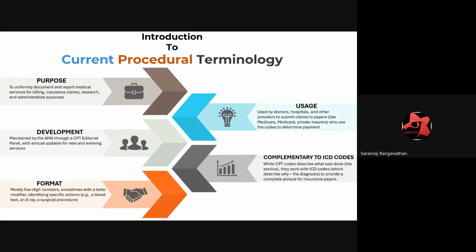Okay, current procedural terminology. The purpose: it is a uniform code used for billing and insurance purposes, and additionally for data analysis, where data science may be used to do research and come to a conclusion about how many CPTs, and what type of CPT, are mostly used. So that is the main purpose.